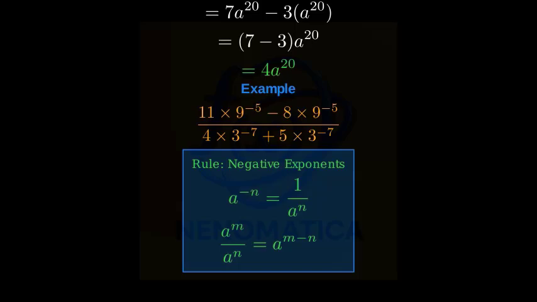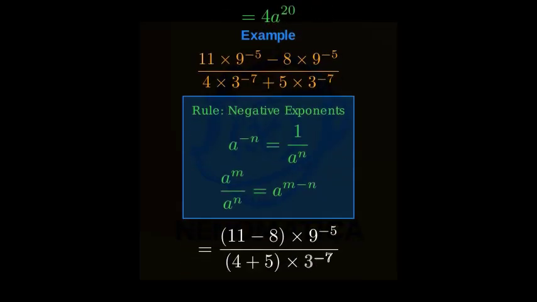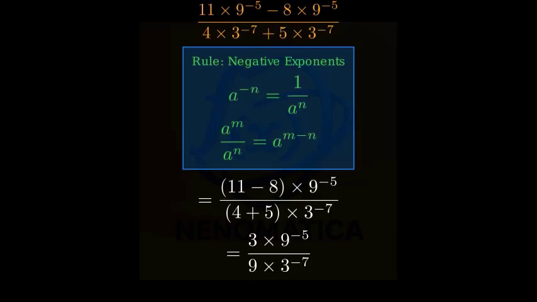Let's start simplifying. In the numerator, we can factor out 9 to the power of negative 5. This gives us (11 minus 8) times 9 to the power of negative 5. In the denominator, we can factor out 3 to the power of negative 7. This gives us (4 plus 5) times 3 to the power of negative 7. Simplifying, in the numerator we have 3 times 9 to the power of negative 5, and in the denominator we have 9 times 3 to the power of negative 7.